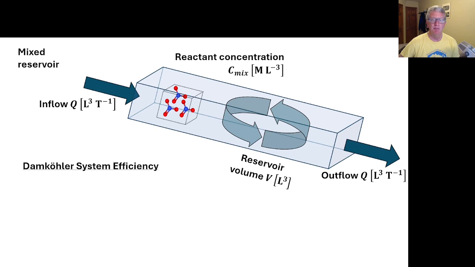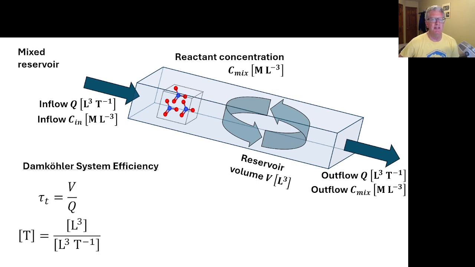To keep the math simple, we'll assume a steady state condition where the input and output flows are the same. The inflowing water will have some concentration of reactant. Assuming that inflow instantly mixes with the entire volume, the output concentration will be the same as the uniform concentration within the mixed reservoir. The average residence time under steady state conditions is defined by the time it takes the volume of the mixed reservoir to turn over relative to the input or output flow.